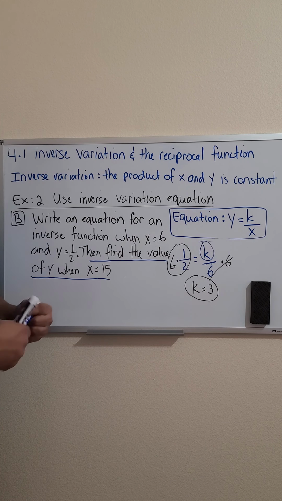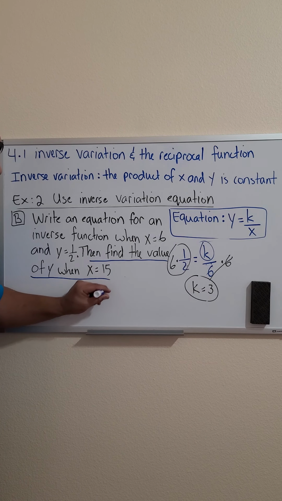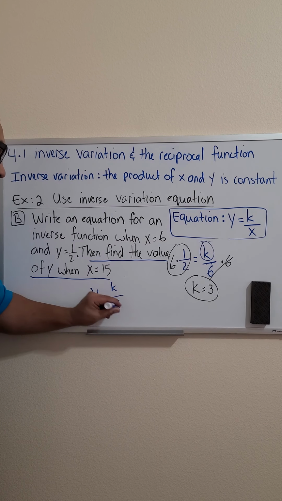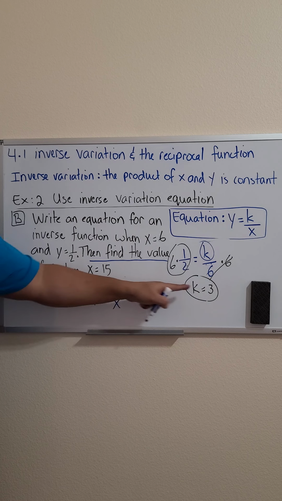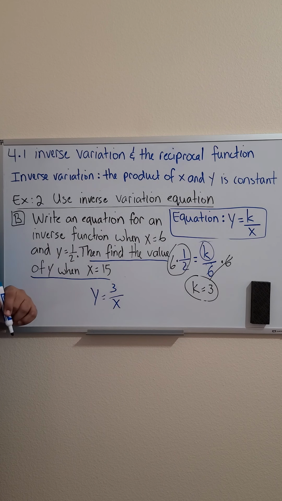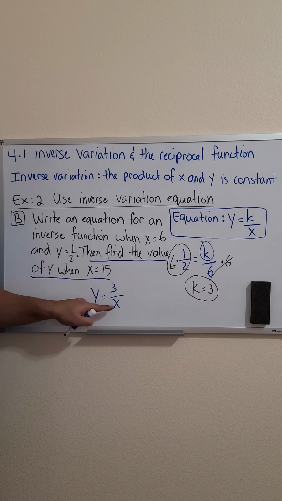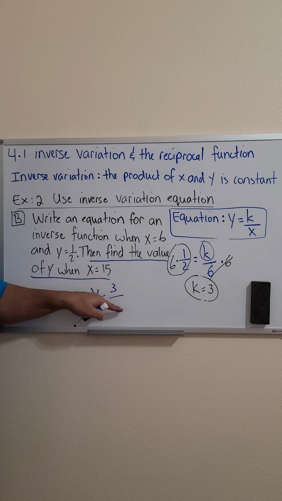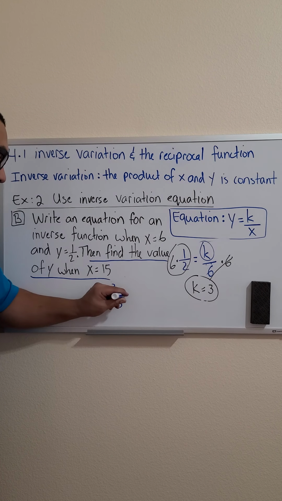Now we're going to use this k value to answer the second part of the equation. Let's write down our formula again. Y is equal to k over x. In this case, we know what our k value is from the first part. It is the number 3. Now let's answer the second part. Find the value of y when x is 15. So we're going to take this x down here and replace it with the number 15.